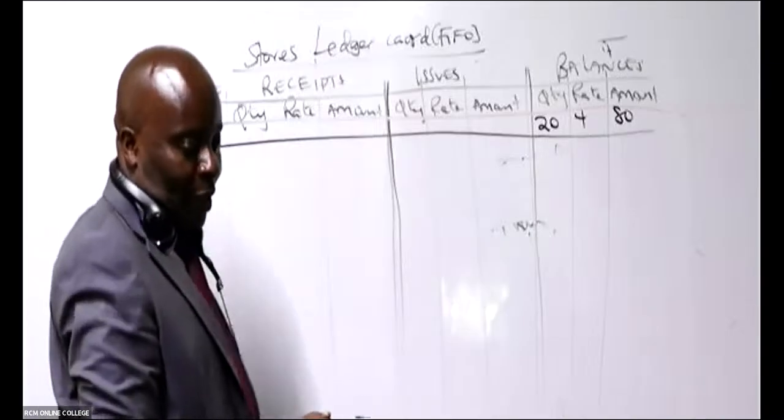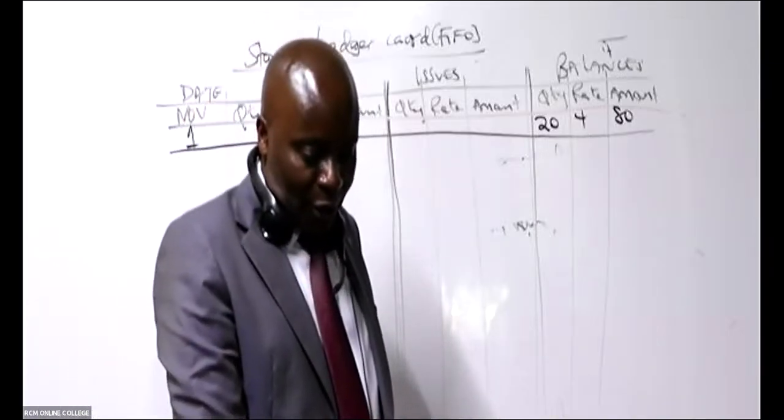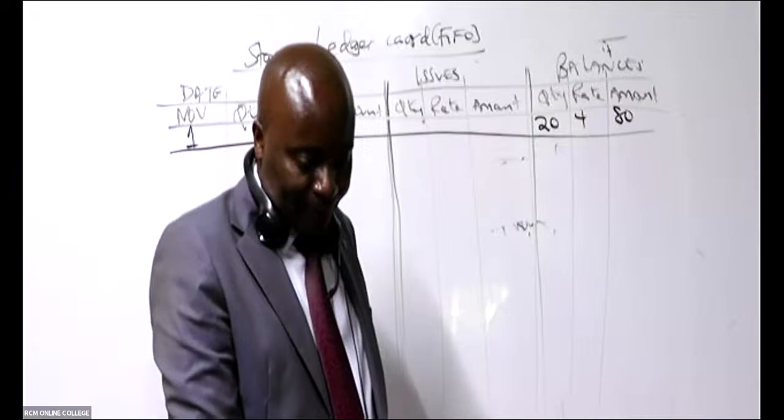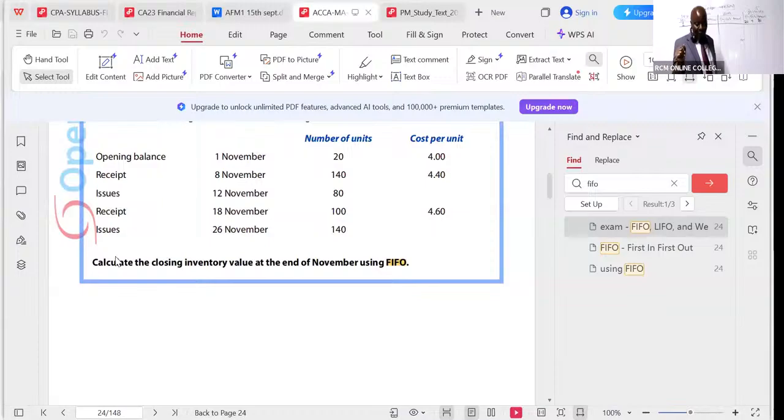So then we go to the next date. What happened on the next date? From the table that we received, how many? 140. And remember, this was on the 8th. Sorry, I forgot, this one here should have a line there. So on the 8th, we received, so let's record this on the receipts area. We received 140, and each one of them was 4.4. So are you able to tell me what is 140 times 4.4?